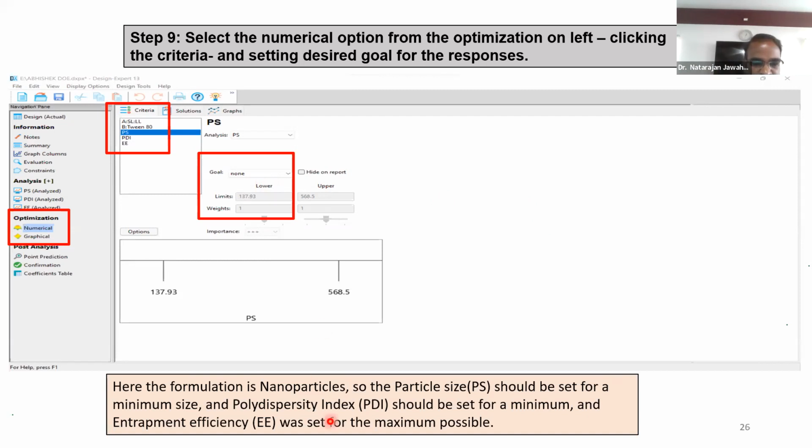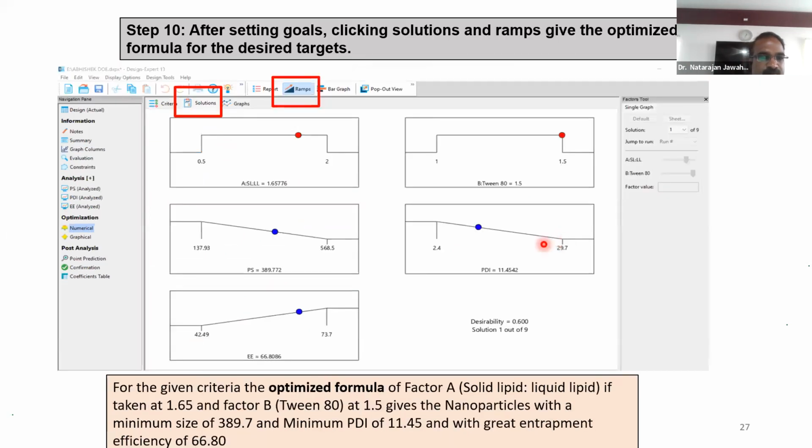Here the formulation is nanoparticles, so the particle size should be set to minimum rather than none. I am not supposed to select none here, but minimize. The same applies to polydispersity index also. But in case of entrapment efficiency, it should be maximum, so I have to select maximum here. Okay, then next slide.